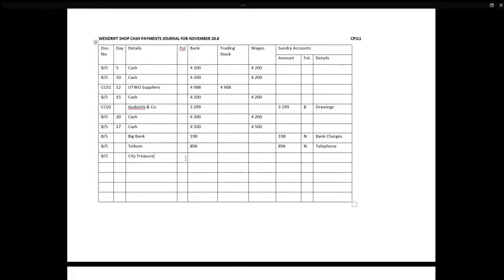I think I made a typo there, but in any case we paid them an amount of 743 Rand for electricity. 743 Rand electricity. Electricity is an expense account, it will go to the nominal accounts section.